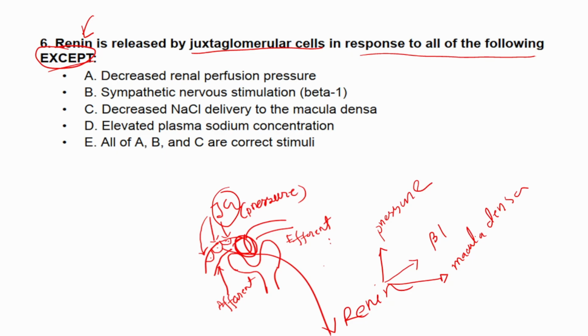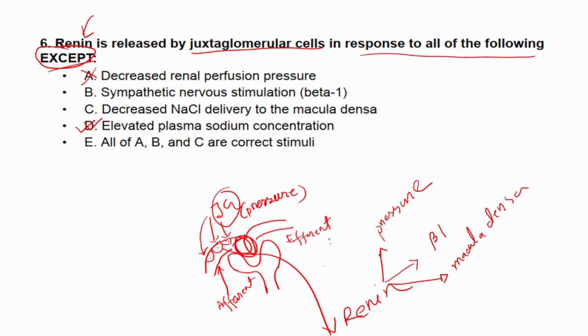Conversely, an elevated plasma sodium concentration signals hypervolemia or hypernatremia, which acts as a powerful suppressive signal rather than an activator of the renin-angiotensin-aldosterone cascade. That's why the correct answer is option D. Now let's eliminate the other options. Option A, decreased renal perfusion pressure, is a major valid physiological trigger for renin release, sensed directly by the afferent arteriole to protect the glomerular filtration rate.